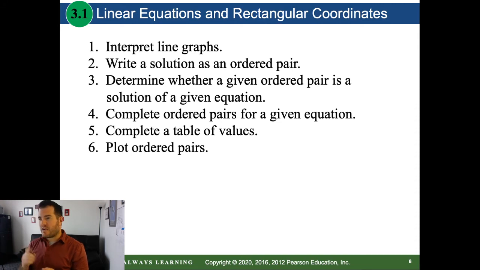What are we talking about? We're talking about line graphs. We're talking about ordered pairs. We're talking about determining whether an ordered pair is a solution, finding ordered pairs for the given value, and completing a table of values. And finally, we're going to plot some ordered pairs. So all things you probably have seen before, where this is kind of the setup for the rest of the chapter. This is one of my favorite chapters, but this is just kind of the setup with it.